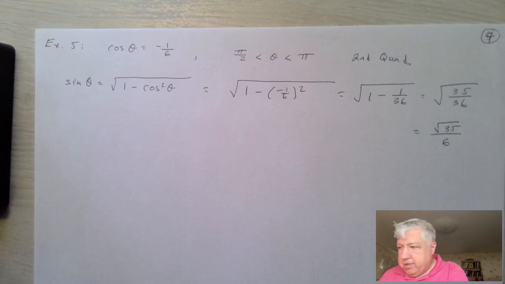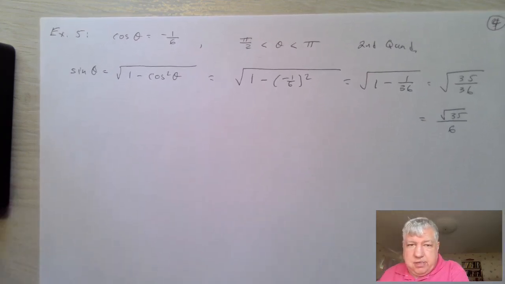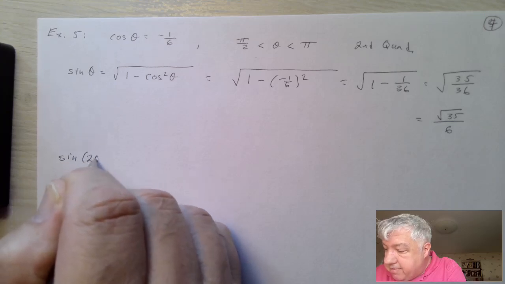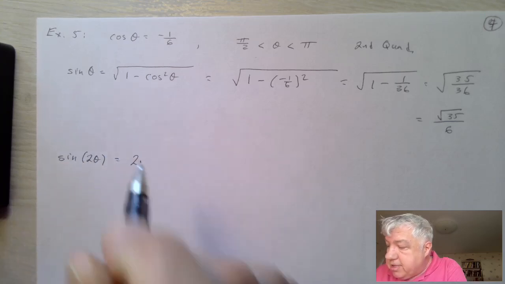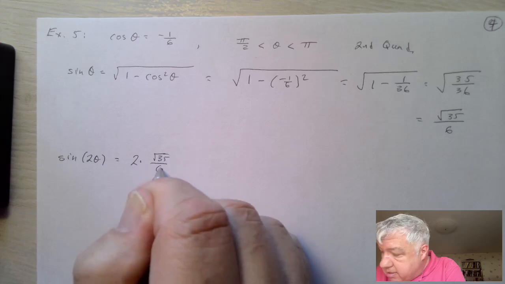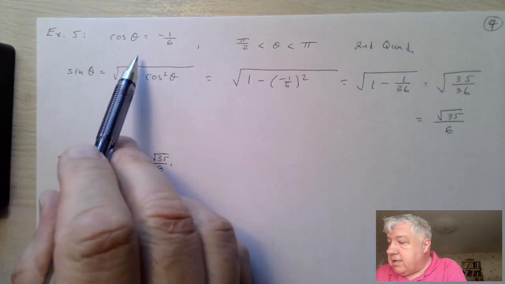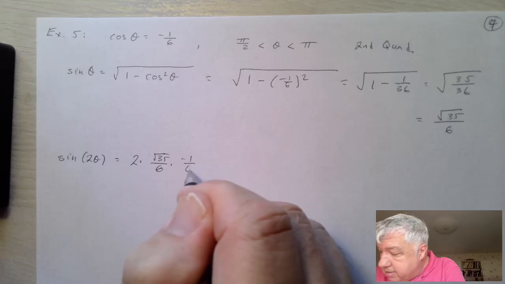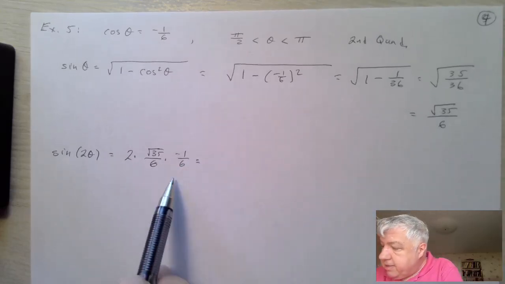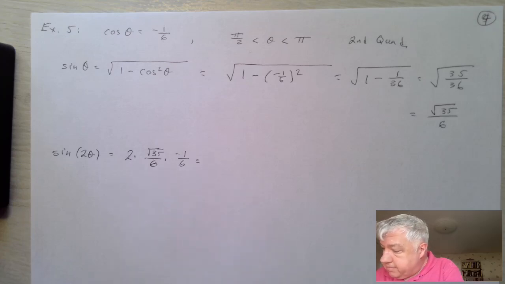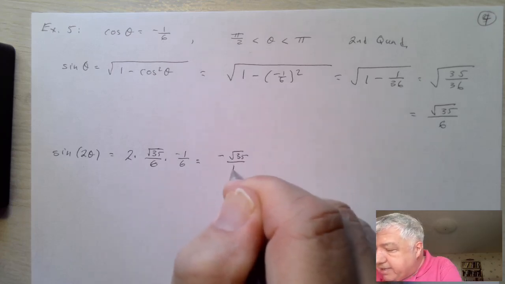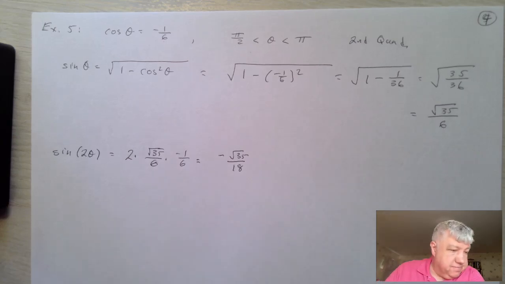Okay, so once we have that, the rest of it is a little easier. The sine of 2 theta is going to be 2 times the sine times the cosine, and this is going to be negative square root 35 over 18 after you simplify things.